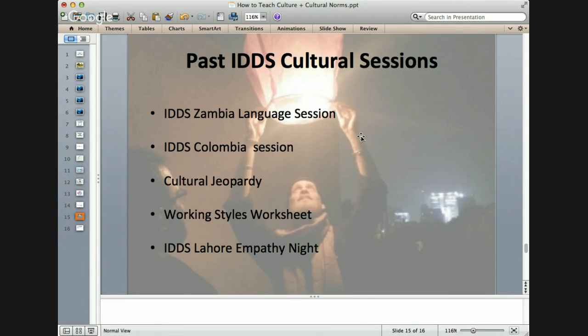We do talk about some of these topics already a little bit, and you guys are well familiar with that. But then every summit also has an empathy session, and IDDS Lahore actually had an empathy night here. And here you see Max lighting a lantern and lifting it up.